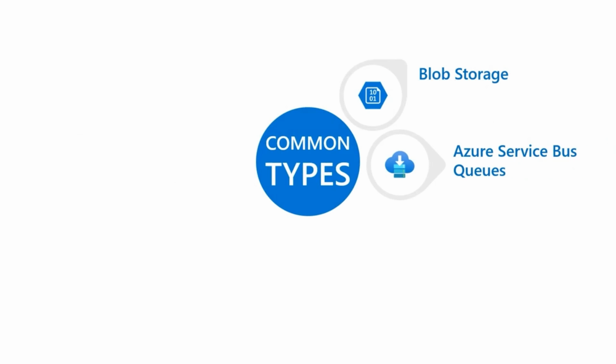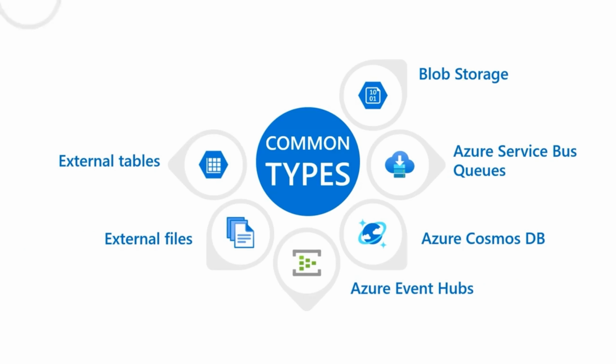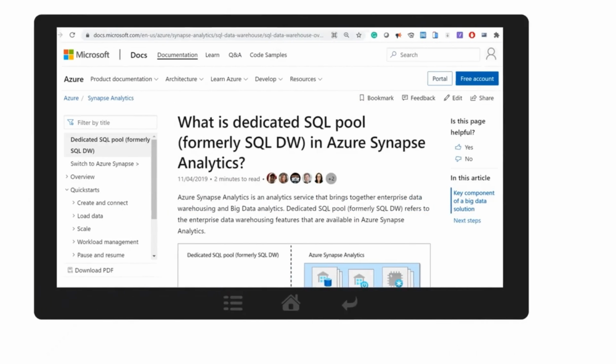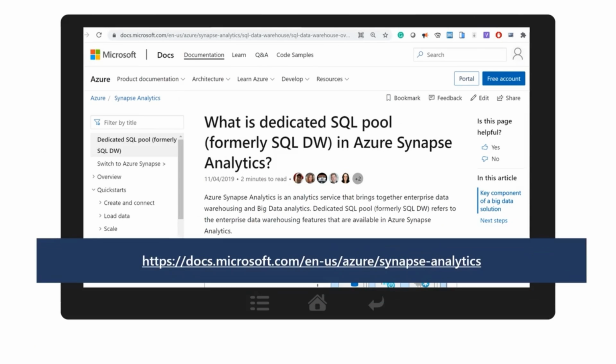Some common binding types include blob storage, Azure Service Bus Queues, Azure Cosmos DB, Azure Event Hubs, external files, external tables, and HTTP endpoints. These types are just a sample. There are more, plus functions have an extensibility model to add more bindings. For further information, read Azure Functions, Triggers and Bindings concepts on the Microsoft website. There is a link to this resource from the additional readings at the end of this lesson.